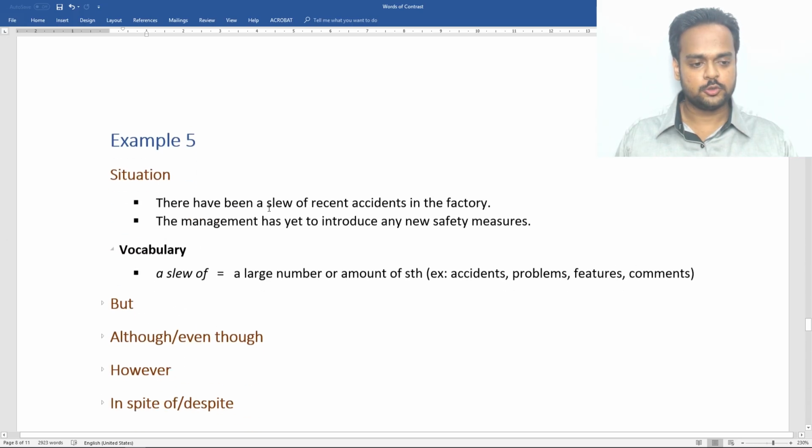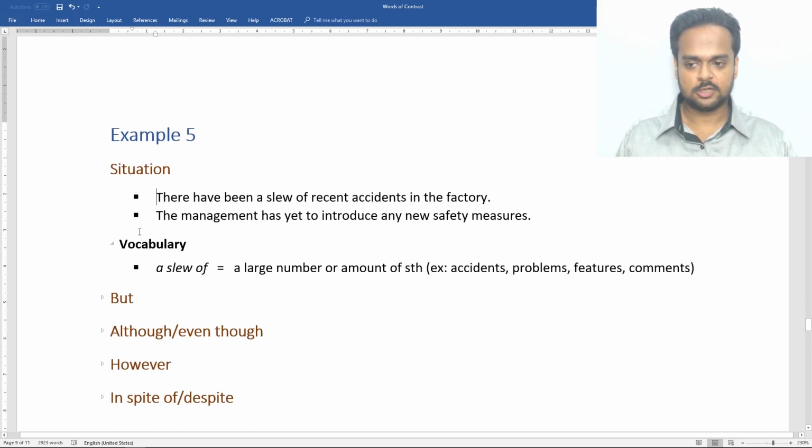Okay, onward to example number 5. Here's the situation. There have been a slew of recent accidents in the factory. The management has yet to introduce any new safety measures. The expression a slew of means a large number or amount of something. We use it with nouns like accidents or problems, a slew of accidents, a slew of problems.